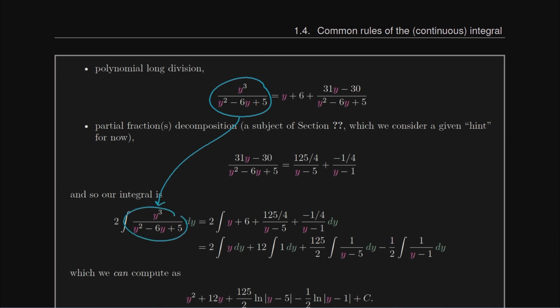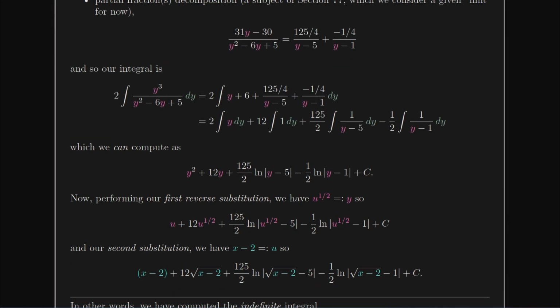And once we find out that that expression is equal to the sum of those two terms, this ratio of functions can be fully decomposed as y plus 6 plus (125/4) over (y minus 5) plus (negative 1/4) over (y minus 1) dy. And each of these terms we know how to integrate. We have a power rule, a natural logarithm, and a natural logarithm. If I go through the power rule into natural logarithms, I have y squared plus 12y, 125 over 2 is coming along for the ride, log y minus 5, and then a negative 1/2 coming along for the ride, log y minus 1 plus c.